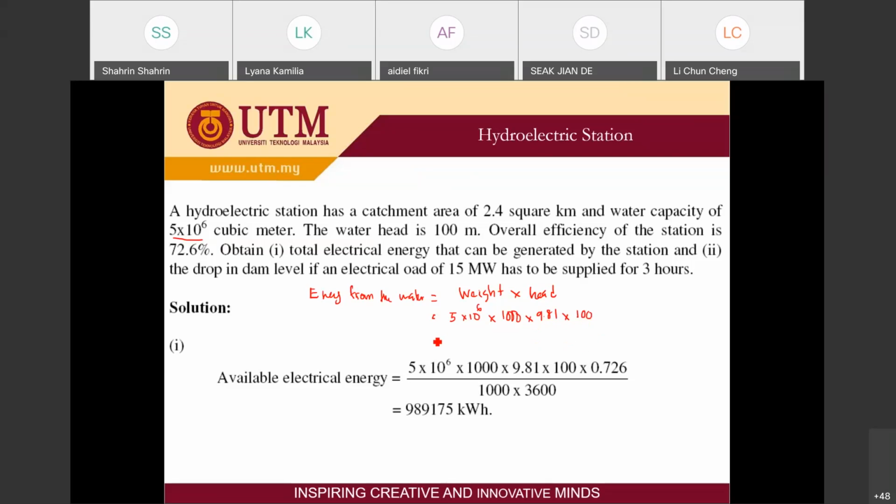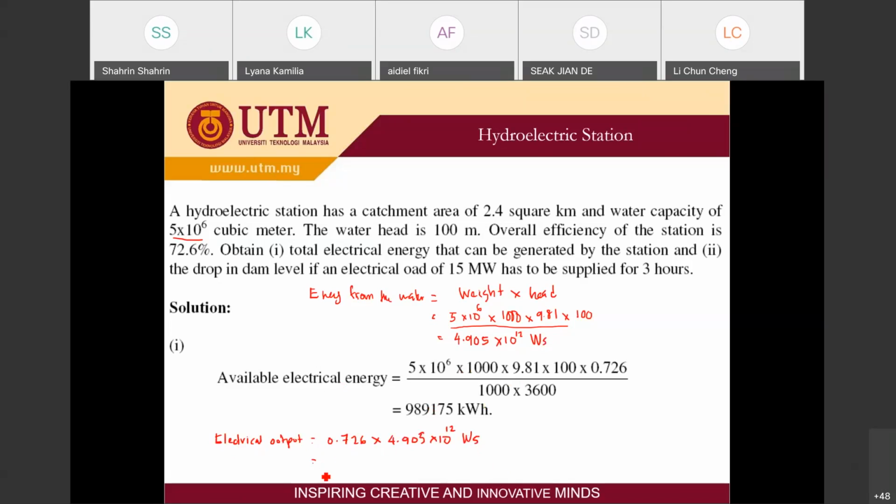Okay, so you will actually calculate this one. The answer you will actually receive, okay, 4.9 watt second. Okay, so this is energy from the water, but the electrical output, you need to multiply with the efficiency of the system. 0.726 multiply 4.905 watt second.